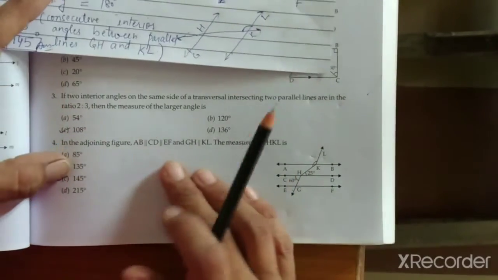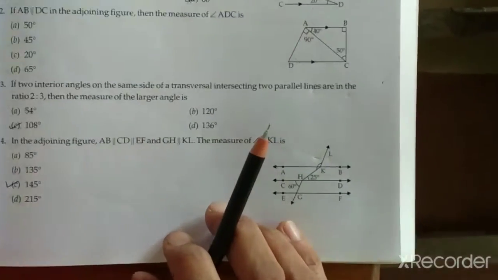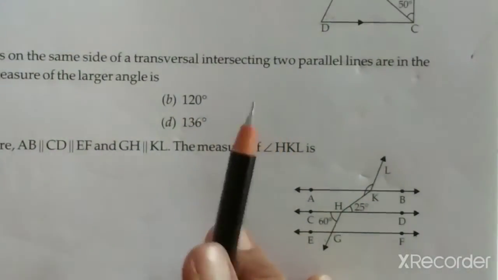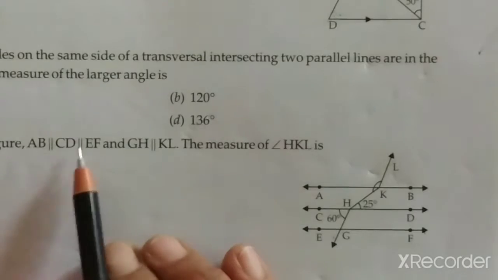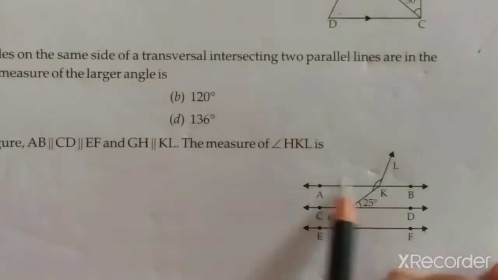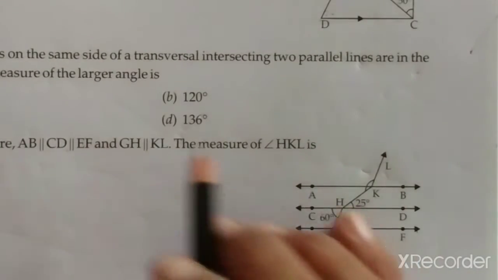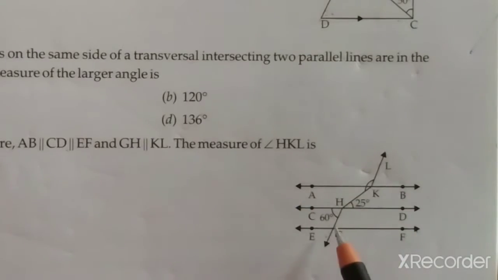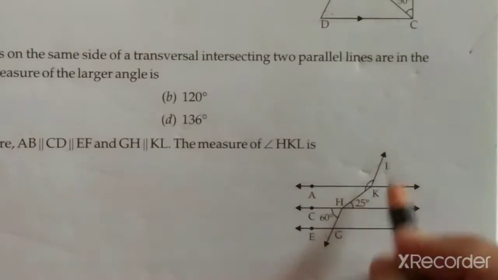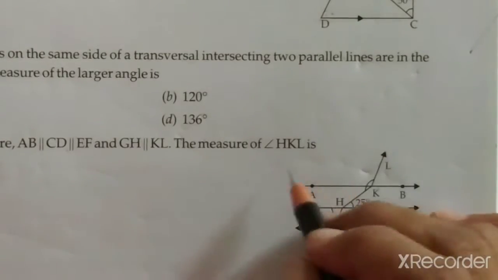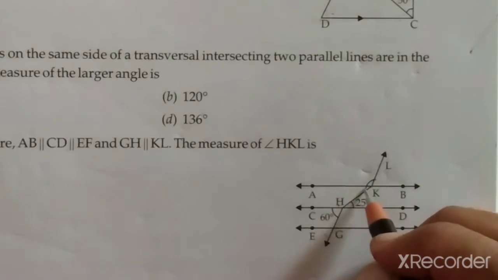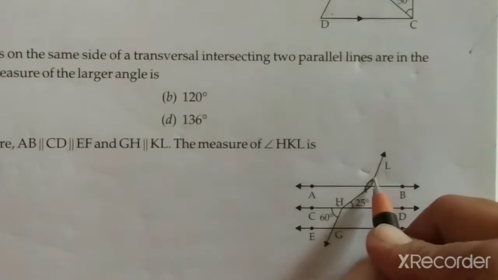Now in the fourth sum we are given this figure. Here you can see we are given AB parallel to CD parallel to EF. These three lines are parallel, and also GH and KL. This GH and KL are also parallel. We have to measure this angle HKL. This complete angle we have to find out.